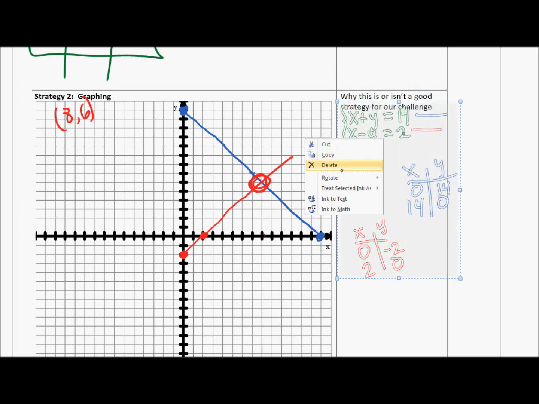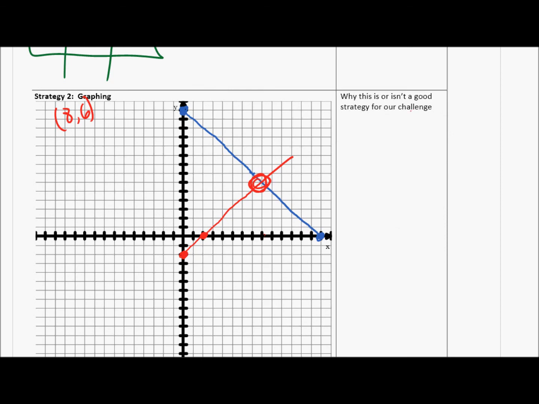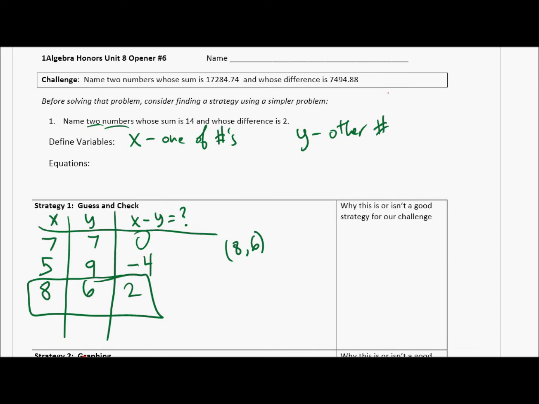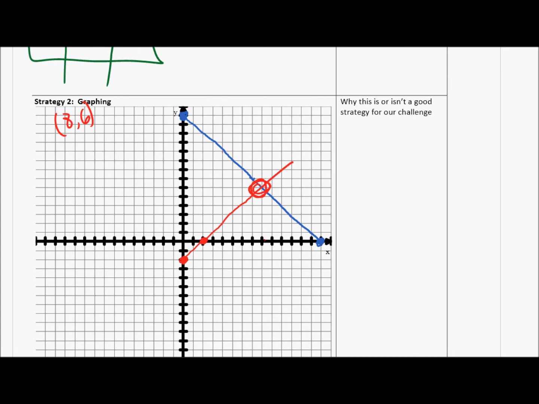But do we think this is a good way to solve our original challenge problem, which, remember, involves these huge numbers and some decimals? And again, I hope it is blatantly obvious to you that graphing would be a poor method, at least graphing by hand would be a poor method to solve the challenge problem, because graphing by hand is only going to work when the solution happens to be a nice, we call it a lattice point on the graph, a nice integer, easy to see on the graph.